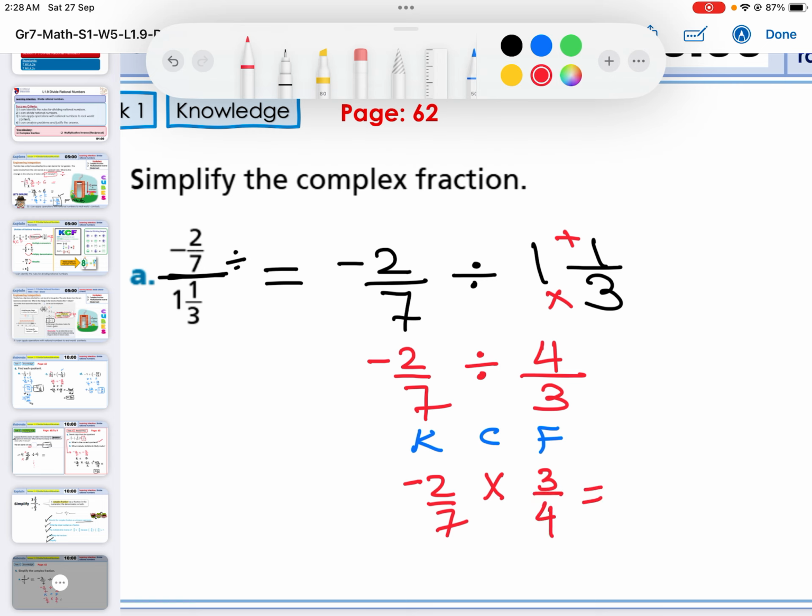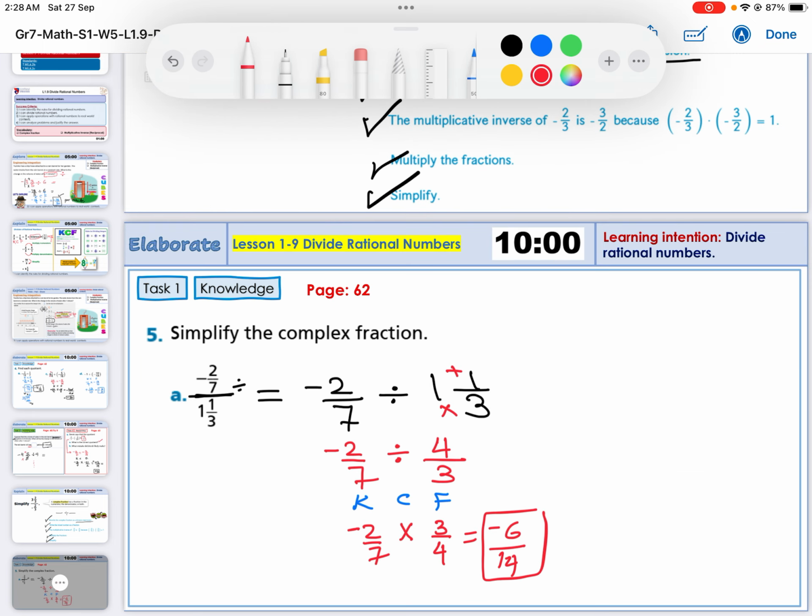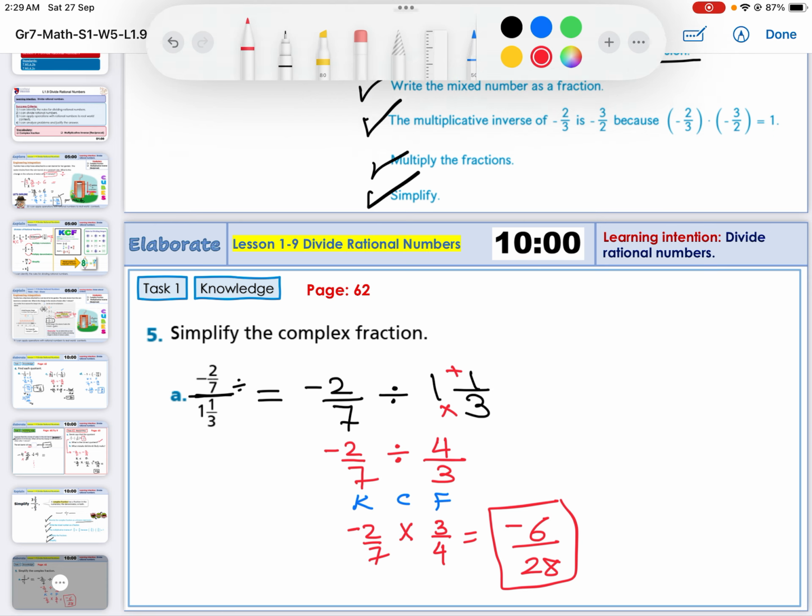Let's multiply. -2 times 3, that's -6. And 7 times 4, that's 14. You can simplify it. Divide by 2, divide by 2. Oh, sorry, guys. 7 times 4, sorry, I made a mistake. -6. 7 times 4, that's 28. You can also divide it by 2. It will work, or you can keep it the same as you wish.